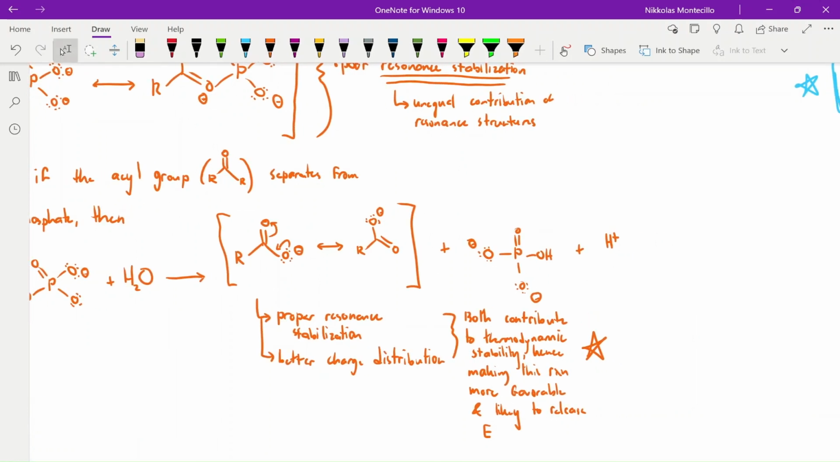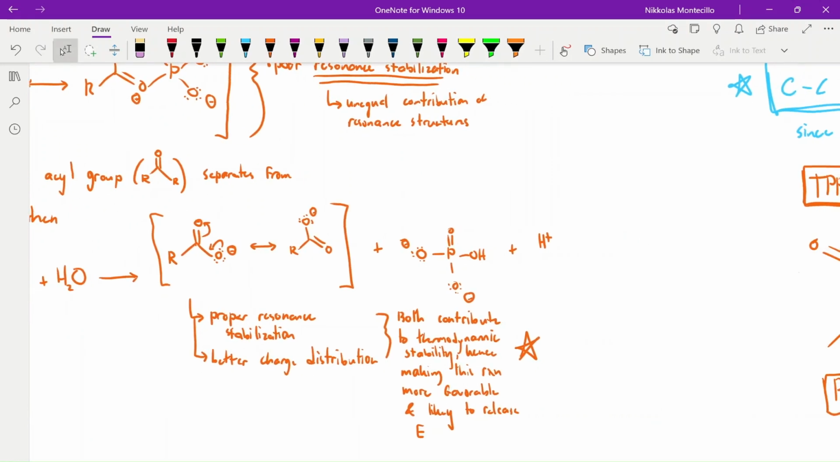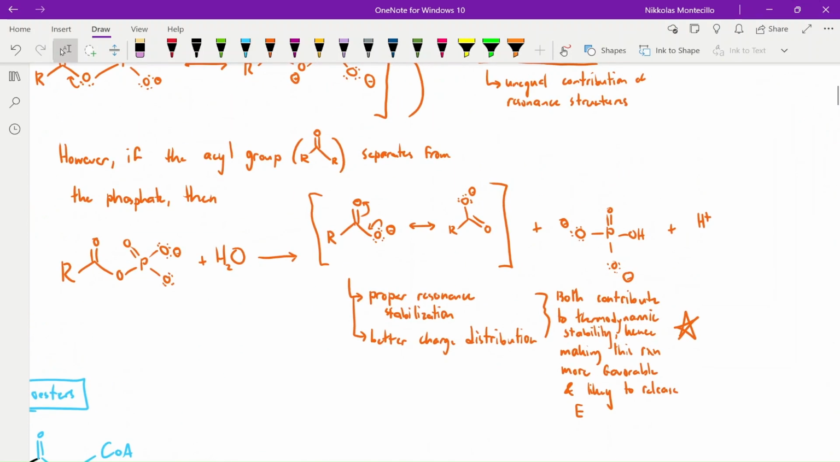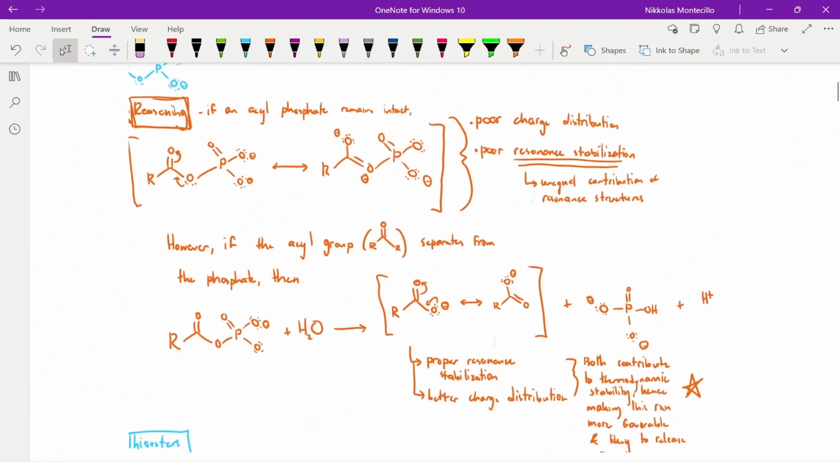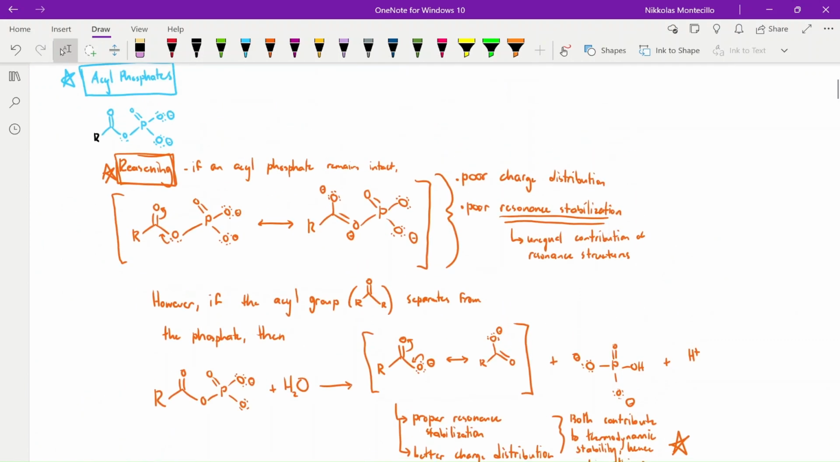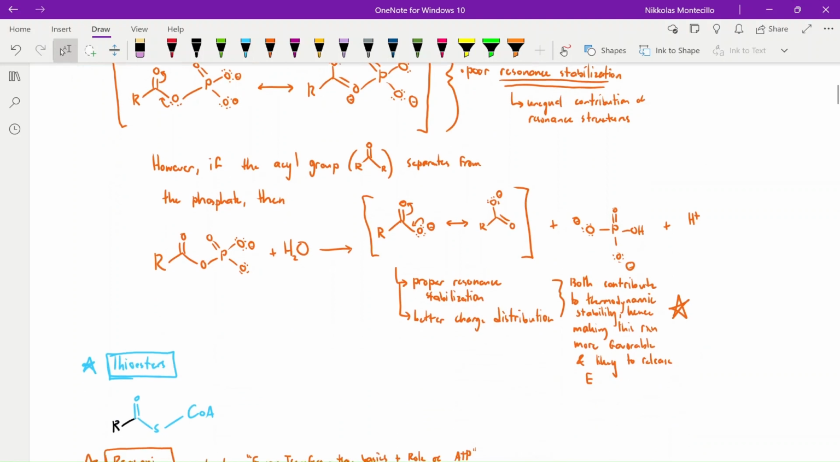Not to mention the existence of an inorganic phosphate group, which also contributes to the stability of the products, right? So hence this reaction is heavily favored, and thus we assume there would be a high amount of potential energy associated with acyl phosphate lysis.